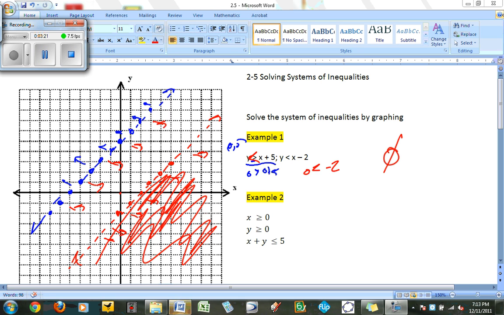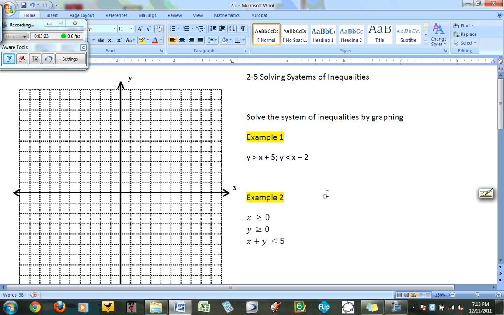Okay, so let's go ahead and do another example here. Example 2 gives us a graph: x is greater than or equal to 0. Okay, so we have to decide what that graph is. Well, we should know what that is. We want to draw a line where, no matter what, x is 0.